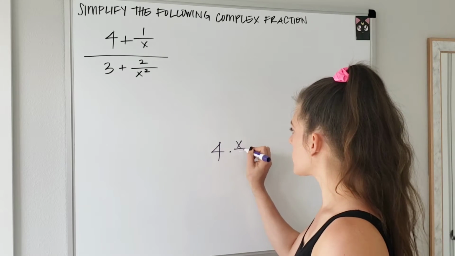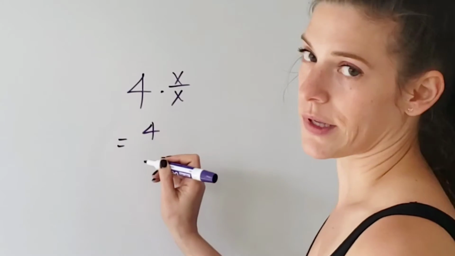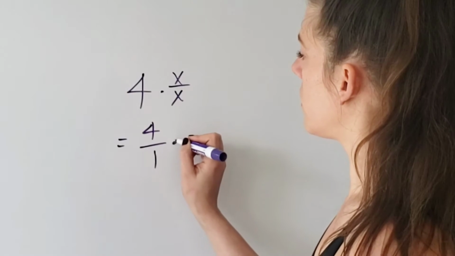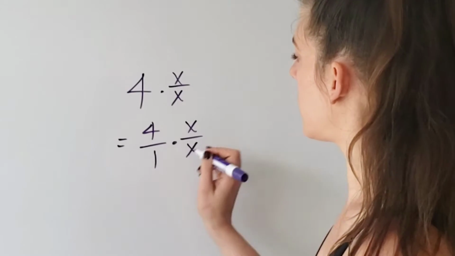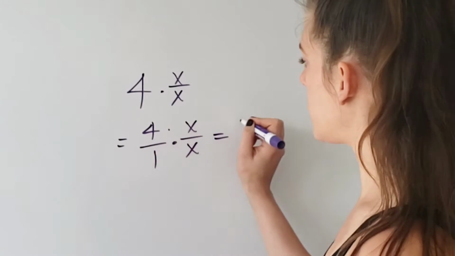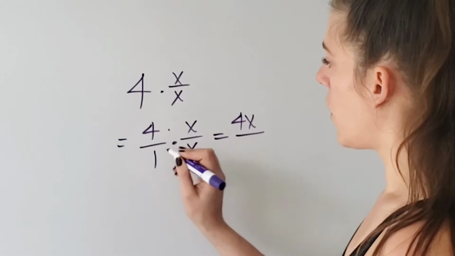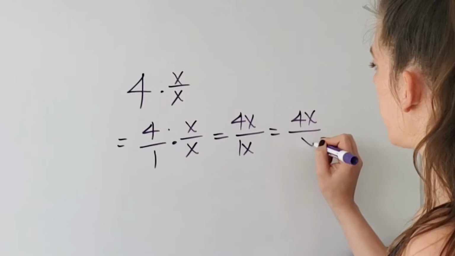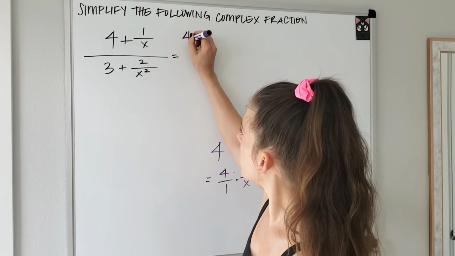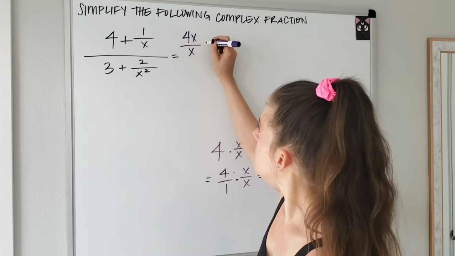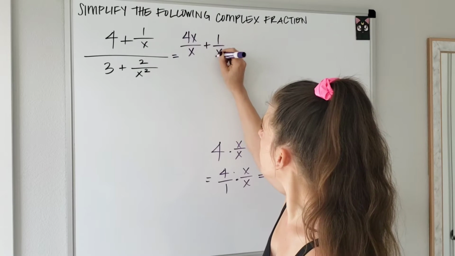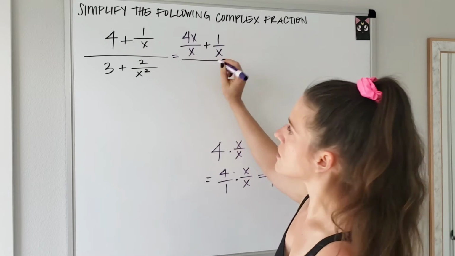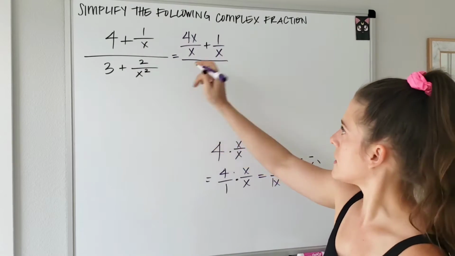4 times x over x. 4 is really 4 over 1 times that x over x. That's going to give us 4 times x, 4x, over 1 times x. Really, that's 4x over x, right? So we have 4x over x plus that 1 over x. And this is still all in the numerator. We'll visit the denominator in a second.